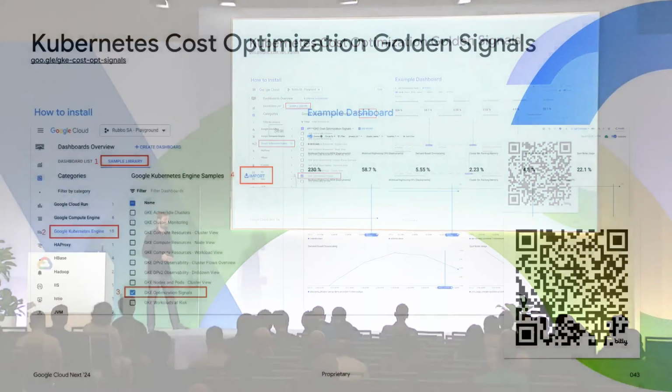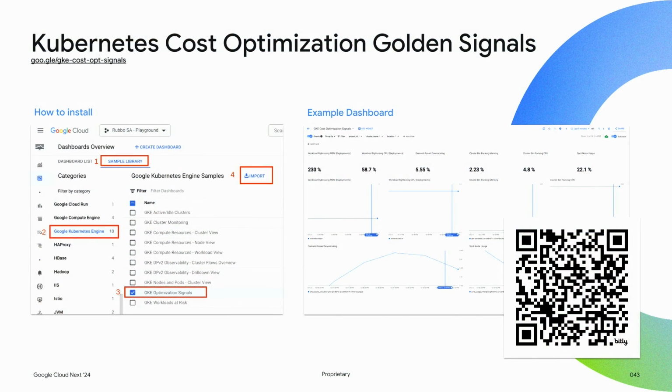The other thing is that, if you remember, I presented the golden signals. This dashboard helps you visualize the golden signals over time, so you can see if you're getting better or not. This is a good summary for the C-level. You can present how you're doing on your CPU, on your right-sizing, on your bin packing, and whether you're able to scale down at night or at any low-demand period.